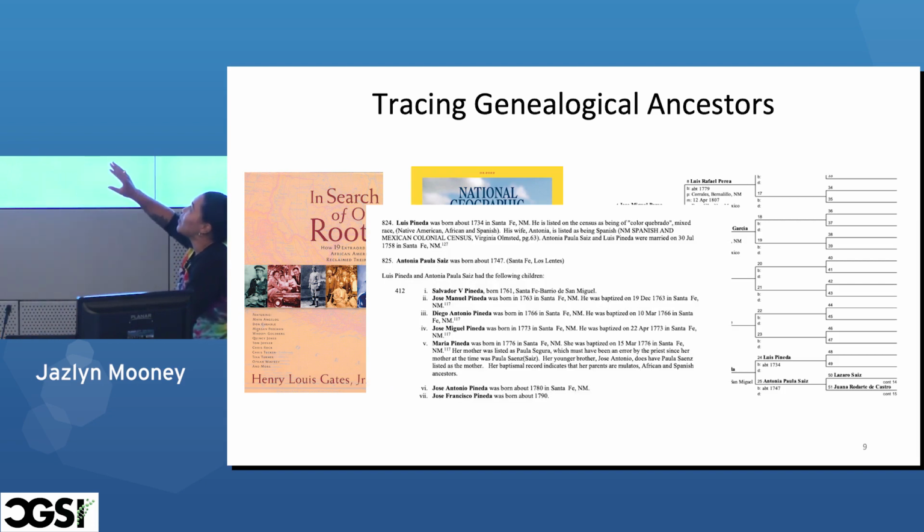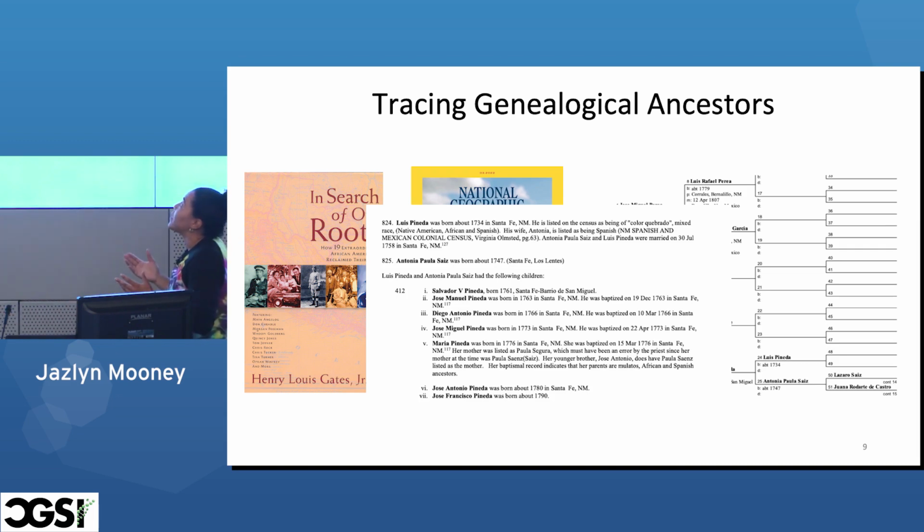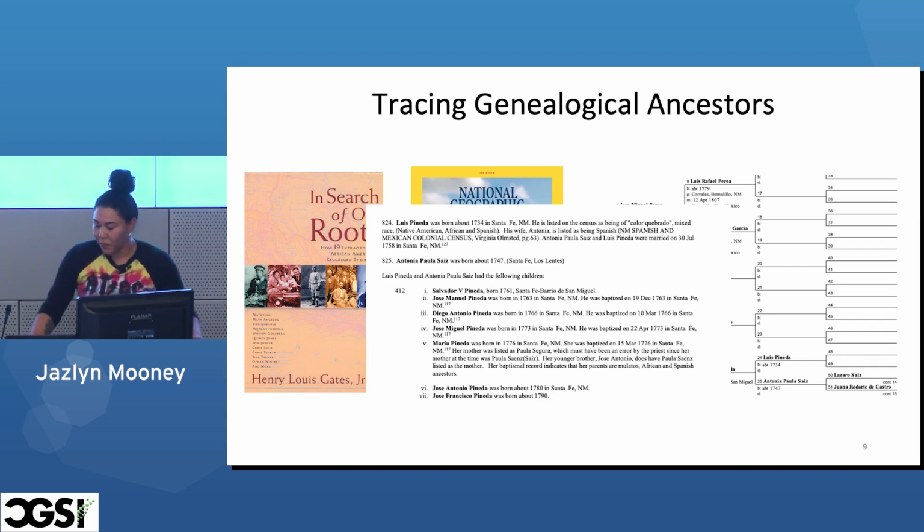And this is one example of a relative that he found who's recorded in a census in New Mexico. His name is Luis Pineda, and he's marked in this information as the color quebrado, meaning he's admixed. That's just a word that was used often in Santa Fe. So there's some information about him and his family here. This is my mom's side of the family tree, but for my dad's side of the family, we have roughly no information other than stories that are told and passed down.